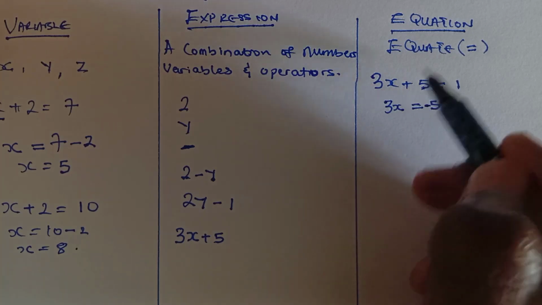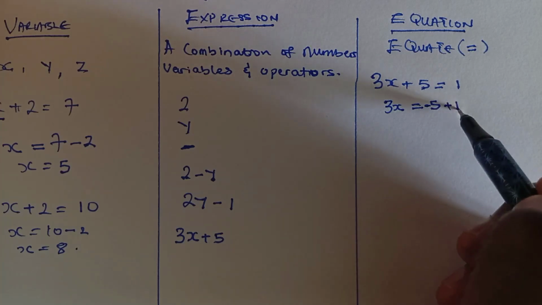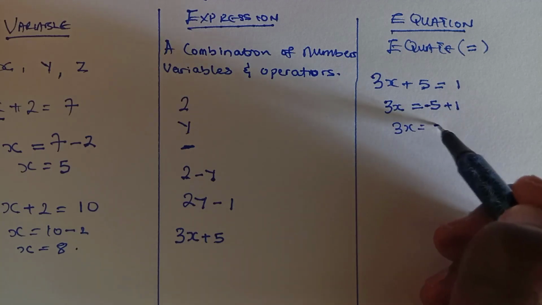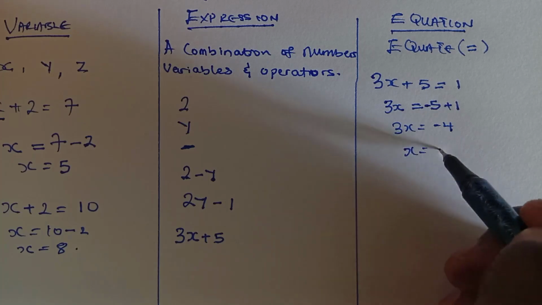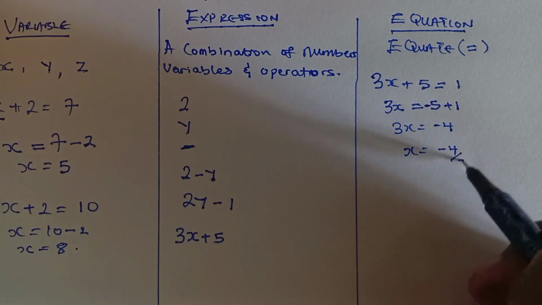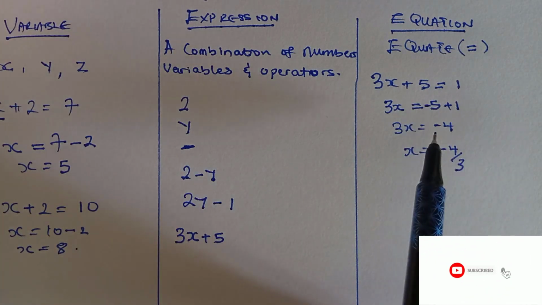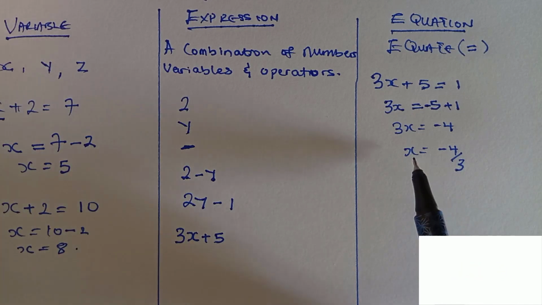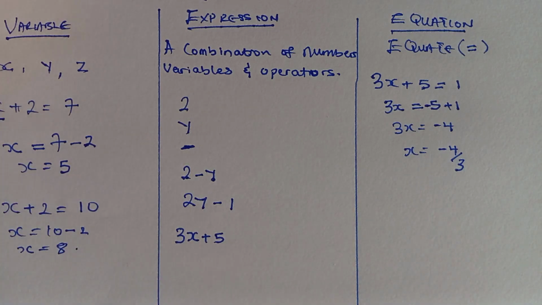So let's solve for this. We have 3x equals, because the 5 crosses here, it has minus 5 plus 1. So we have 3x equals minus 4. So x equals minus 4 all over 3. This is an equation. An equation most times leaves you with the value of the variable. So this is a variable. With an equation, you can find the value of a variable.